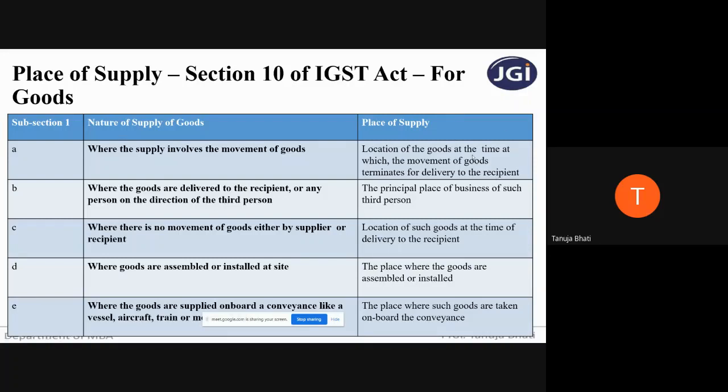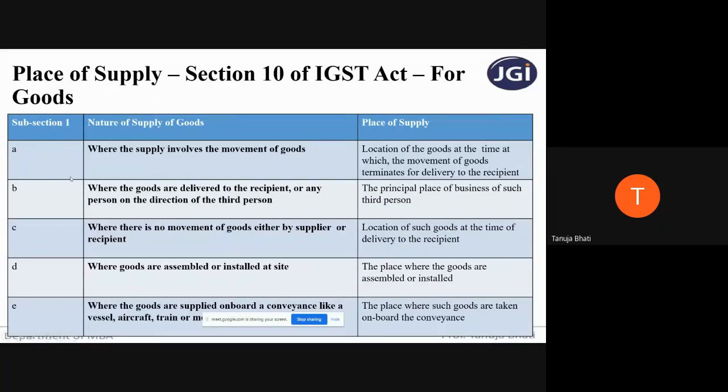So location of the goods at the time at which the movement of goods terminates means once the goods are moved from Karnataka to Maharashtra, where the movement is terminating, it is terminating in Maharashtra. So Maharashtra will be the place of supply. So remember students, whenever there is a movement of goods, the place of supply will be the location where the movement of goods terminates for delivery to the recipient.